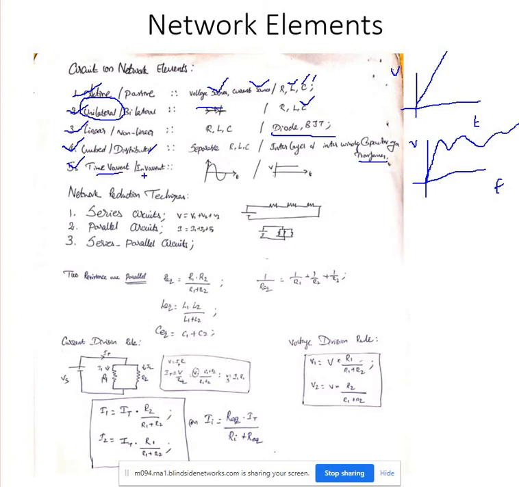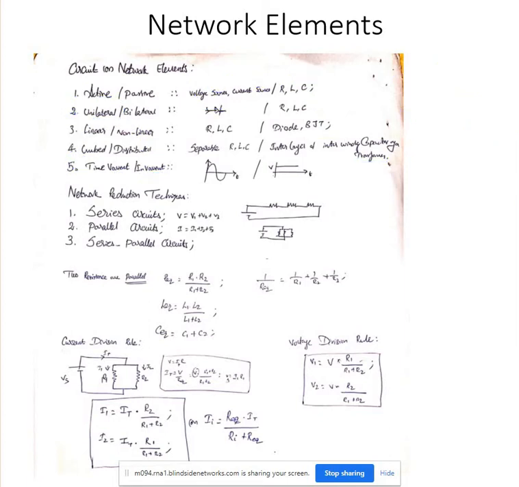Next one, time variant and time invariant. What is time variant? A sine waveform varies with respect to time. Time invariant means that, based on time, the signal does not vary. It is constant. If it is constant, that is called time invariant. So these are all the types of network elements, the basics of circuit elements.